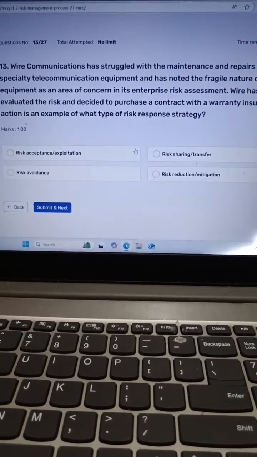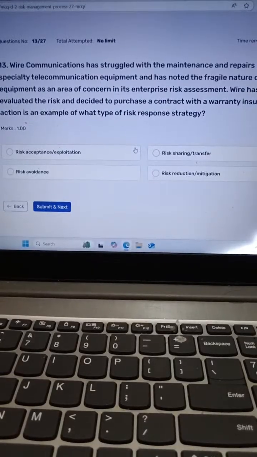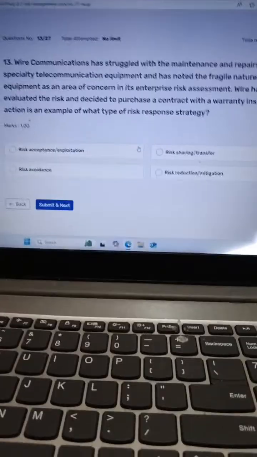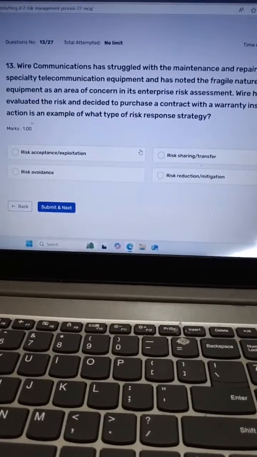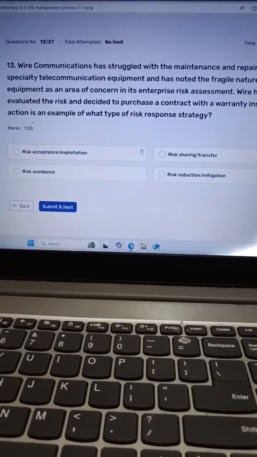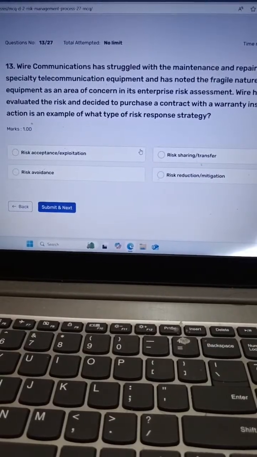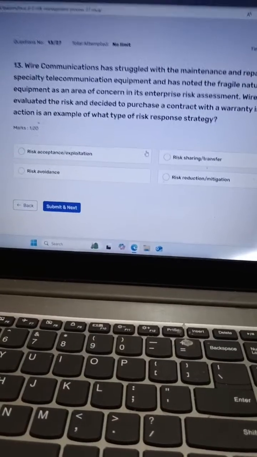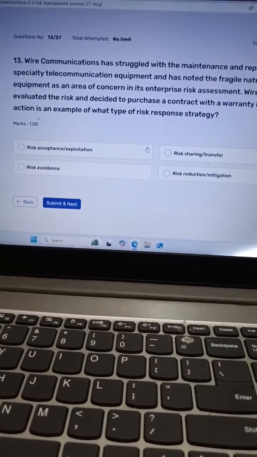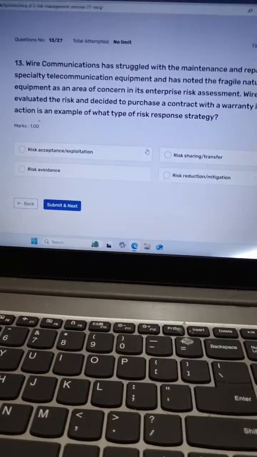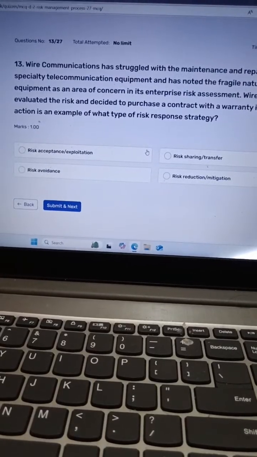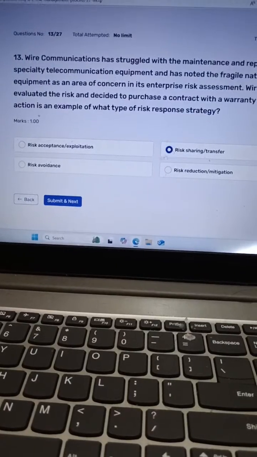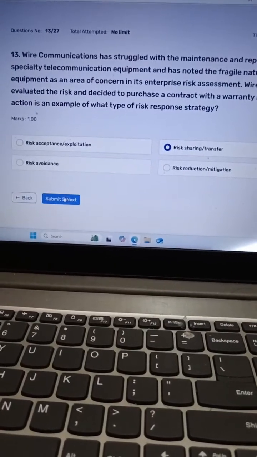What about risk reduction, risk mitigation? Risk avoidance is not. Risk acceptance is not. Risk reduction, warranty. Risk sharing can also be one possible answer. Warranty is provided by the supplier. Risk reduction, mitigation: mitigation is not the option. It means risk sharing and risk transfer is the best option in this question.